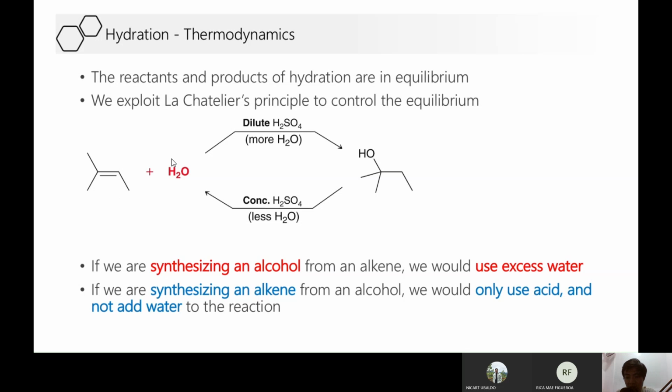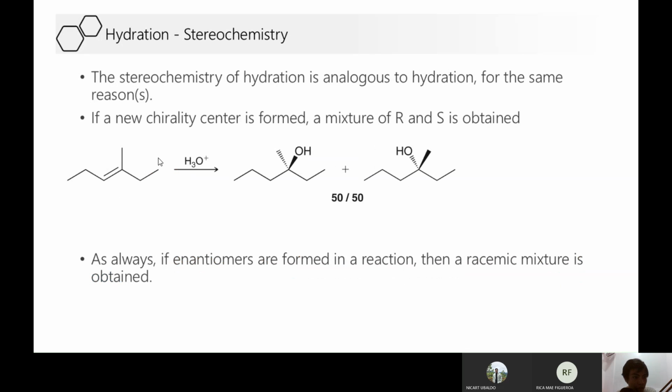Okay? Similarly, with our hydrohalogenation, our hydration can have stereochemistry as well. You can also form R and S molecules, because again, we have a carbocation here.